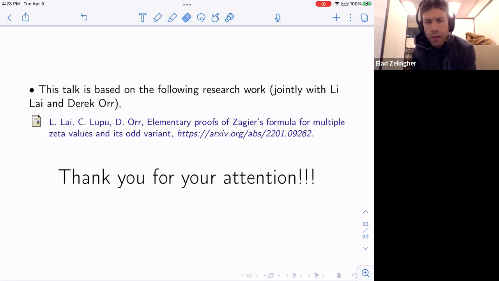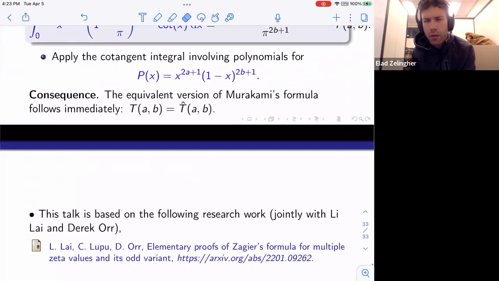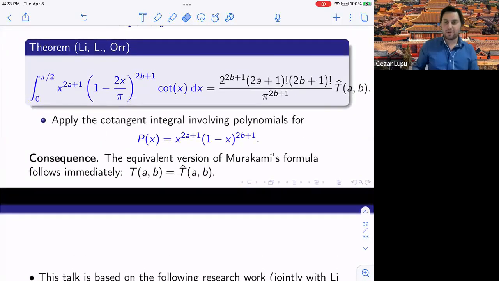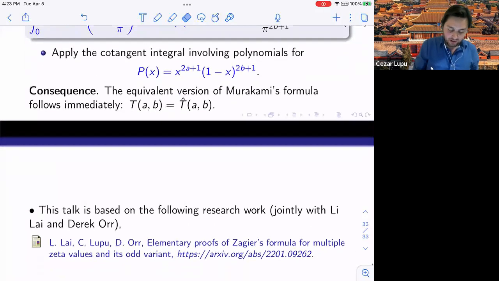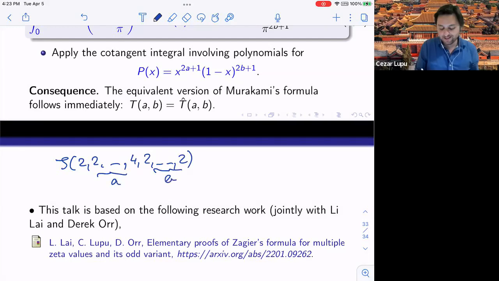Does this method allow you to get other identities for things that are not only 2, 2, 2, 2, 3, 2, 2, 2, 2? That's actually a great question. For example, what if you want something like zeta of 2, 2, and then instead of 3, let's put 4? Something like that. Actually, we're working on this.